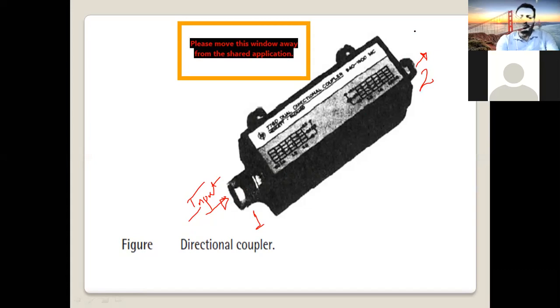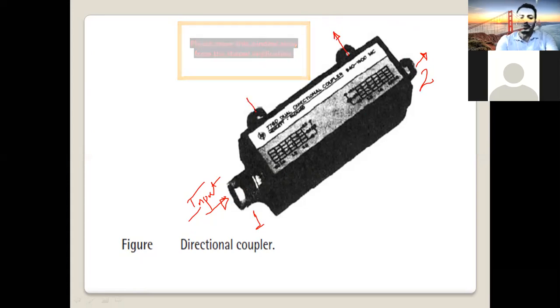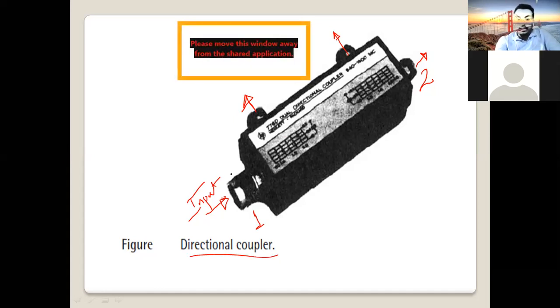But in addition to these ports, you can see 2 additional ports here. This is another output port, and this is also another output port. So totally, the directional coupler is a 4-port device. The first port is called the input port, where we apply our signal. And port number 2 is called the direct port.